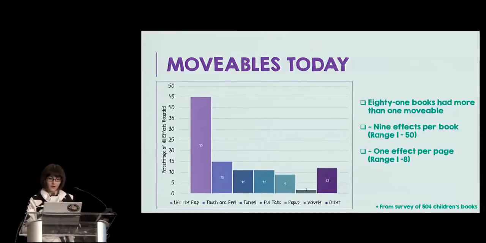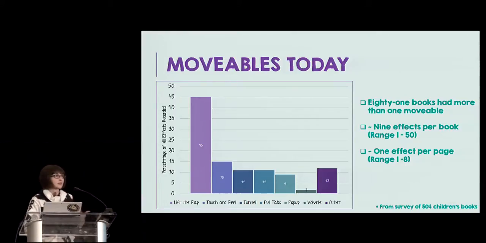To better understand, I looked at these 500 books, and then I tried to understand, okay, how many movables are there in a book? How many are per page? Basically we ended up finding that 16% of children's books on average have movables. Usually there are 9 effects per book, 1 effect per page. There were some books that had multiple effects per page, but these were generally repeated effects. So you would lift up 8 different windows on the page to see different content. It wasn't you lift something, you turn something, you pull something.